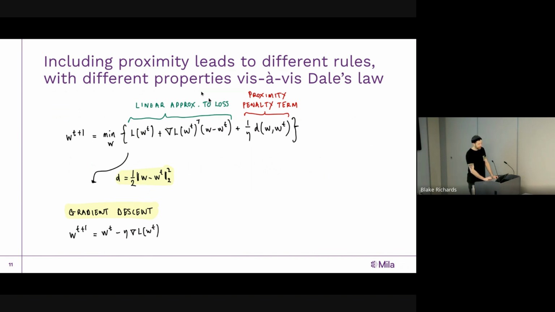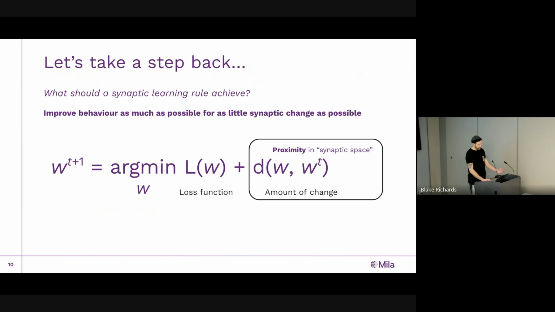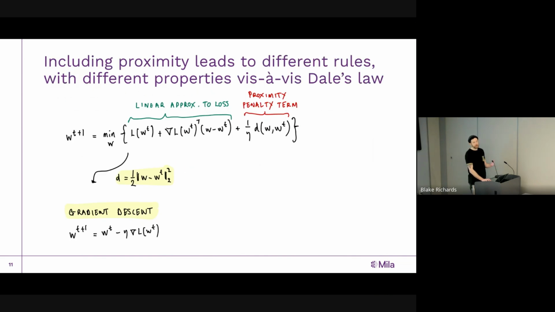So here, I've shifted to a linear approximation to the loss. This is just how we can minimize this linear approximation of the loss. And here, this is our proximity penalty term, and eta is going to be our learning rate. Now, if you set your proximity penalty term to be Euclidean distance, which is a fairly obvious one to use, and then you figure out what weight update minimizes this expression, the answer is gradient descent. So gradient descent is actually just the answer to this question: how can we improve behavior as much as possible for as little synaptic change as possible? The answer is, if you're using Euclidean distance to measure the distance, then you should use gradient descent.